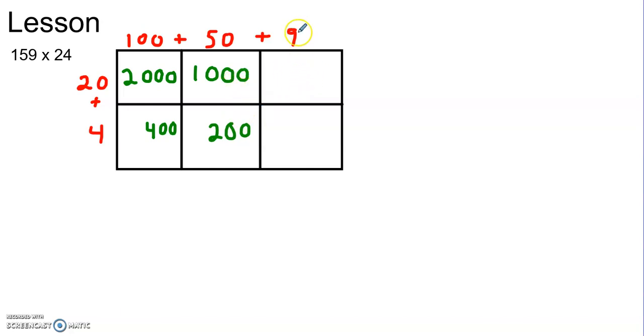And then in this box, I have 9 times 20. 9 times 20 is 180. So I do 180. And in this last box, I look up, there's a 9. I look to the left, that's a 4. 9 times 4 is 36. So I'm going to write 36. Now here you have 2 options.